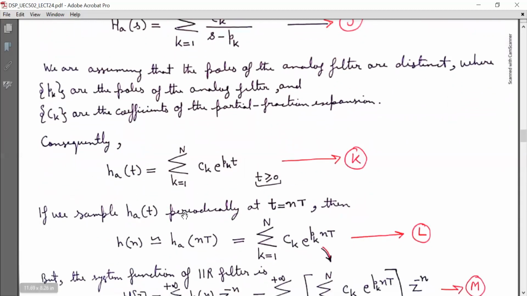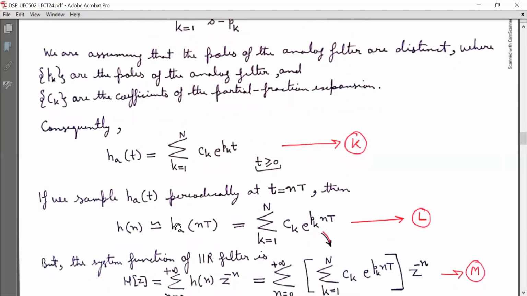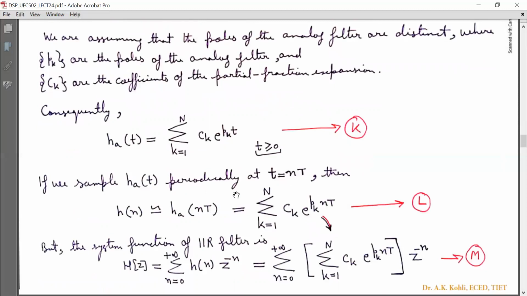If we sample h_a(t) periodically at t equal to nT, here n is an integer and capital T is the sampling interval, then I am going to sample it as h_a(nT), and I can write it as h(n), which is equal to the summation k running from 1 to N of Ck e raised to power Pk nT. So mark it as equation L. That is after sampling.